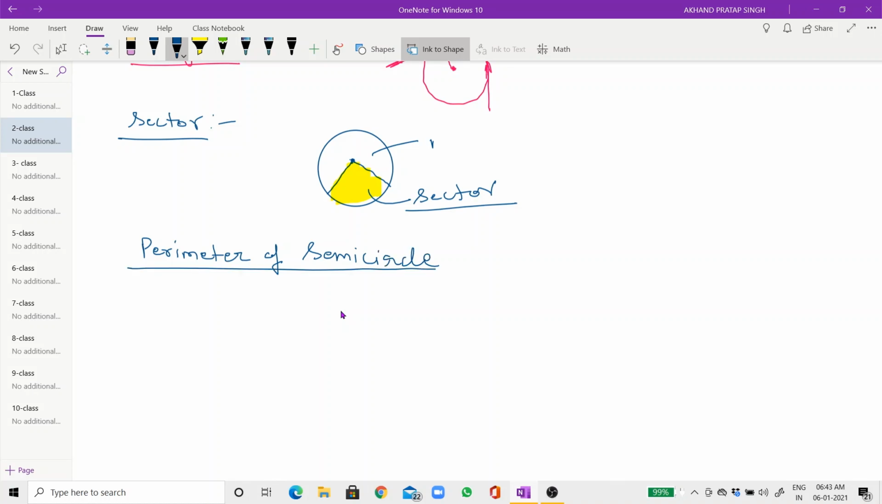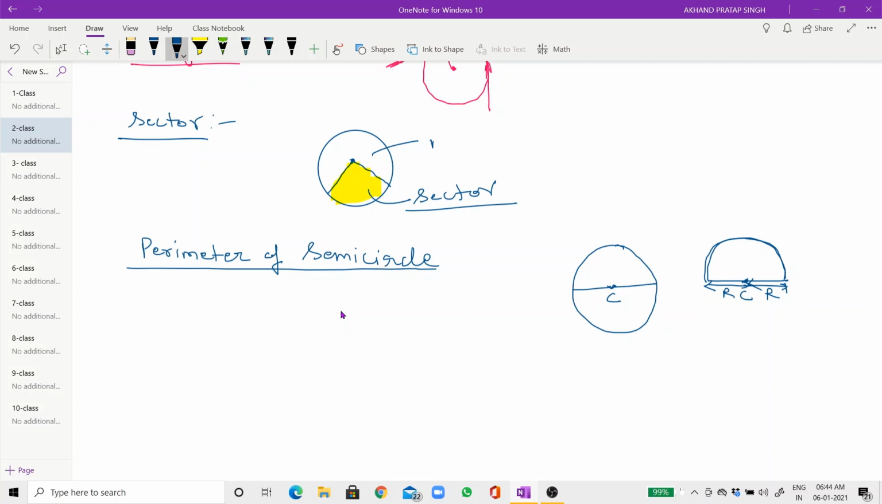So suppose this is a circle and this is the diameter, which passes through the center. The half portion is called a semicircle, and this is the center. This portion is called the radius, and this half portion is considered as pi r.